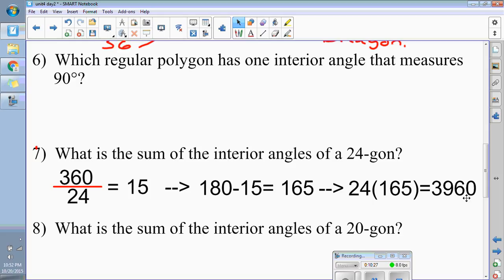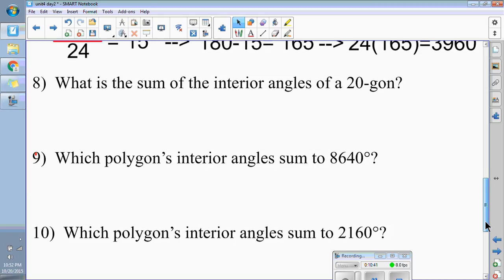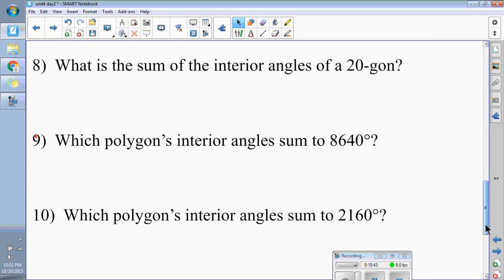Okay, and you would have gotten that either way, whether you followed the way that you can see here or the 22 triangles times 180 degrees. It's going to be the same thing. All right. Okay, last one in this group. We want to know which polygon has an interior angle sum of 8,640 degrees. Well, now we really only have information about the interior angles.